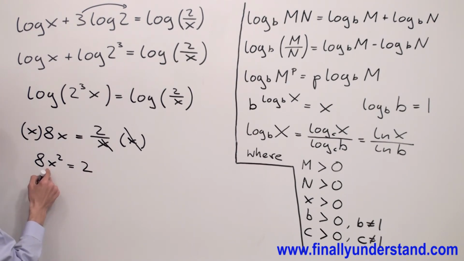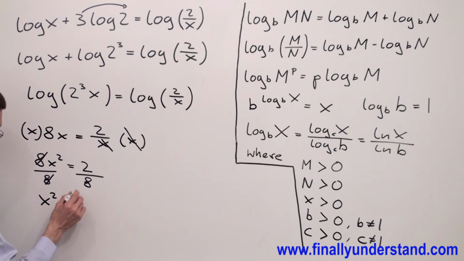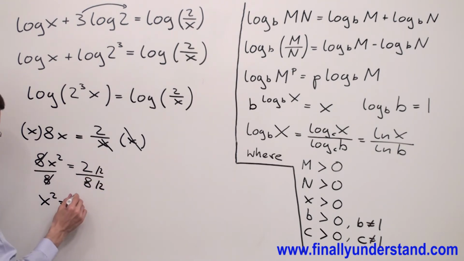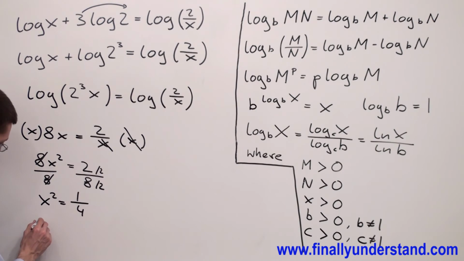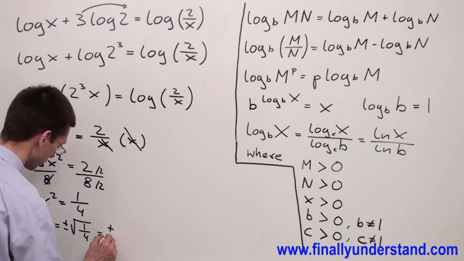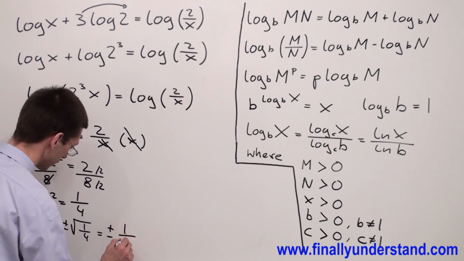In order to find the value of x, I have to divide both sides of the equation by 8. 8 and 8 will cancel out, and I'm going to have x squared equals, I can reduce this fraction by 2. 2 divided by 2 is 1, over 4. So x squared is equal to 1/4. If you want to find x, this is going to be equal to plus minus square root of 1/4, which is equal to plus minus 1/2.